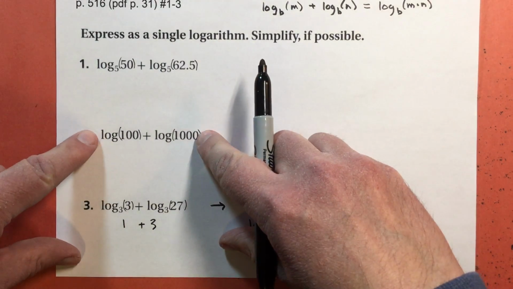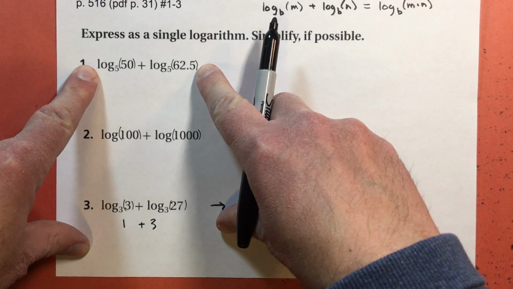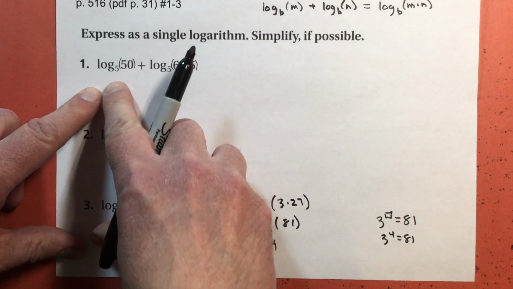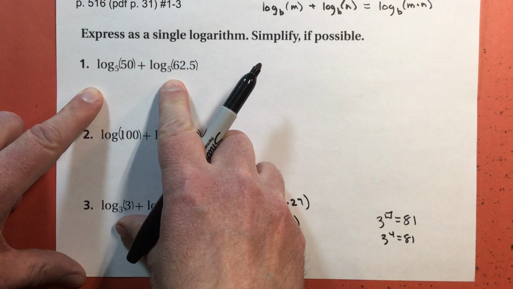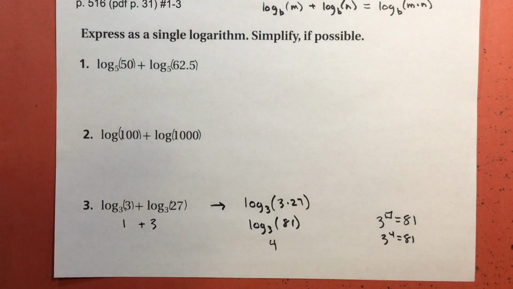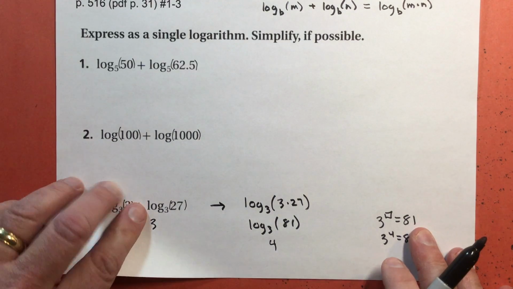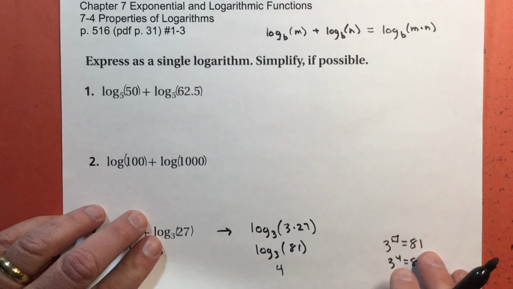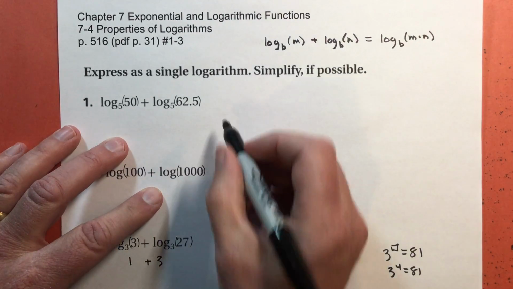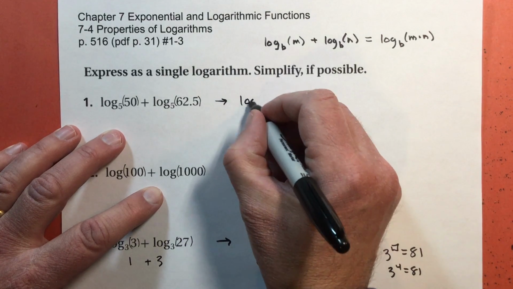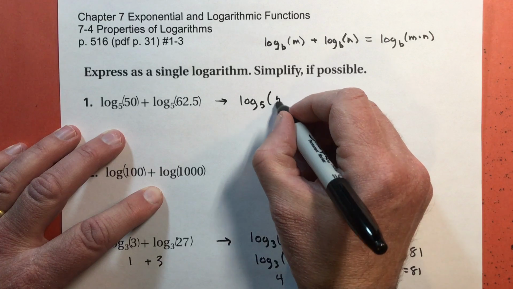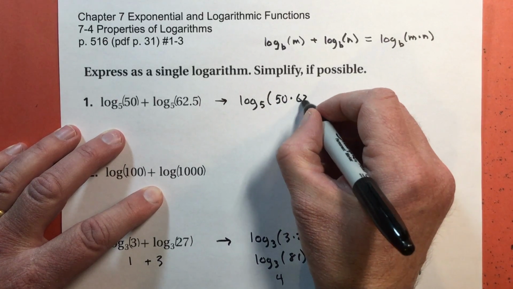Now I'll be able to do that again with that one, but I'm not going to be able to do it with this one, because 50 is not a power of 5. 62.5 is not a power of 5. Or at least not a power using integer exponents. Every number could be a power of 5. That's the whole point of a logarithm, right? But let's see what happens here. Let's write it as a single logarithm. So you got log base 5 of 50 multiplied by 62.5.